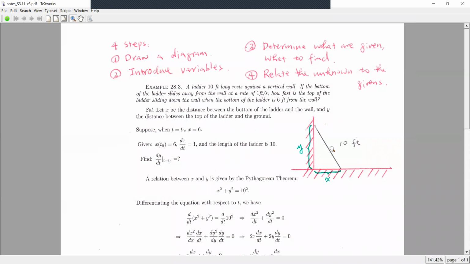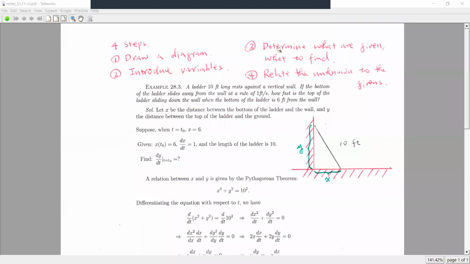Initially, when the time is 0, the bottom of the ladder may be somewhere close to the wall. As the bottom slides away from the wall, there must be an instant when the bottom is 6 feet away from the wall. I denote that instant by t0. That is, when time is t0, x is 6.